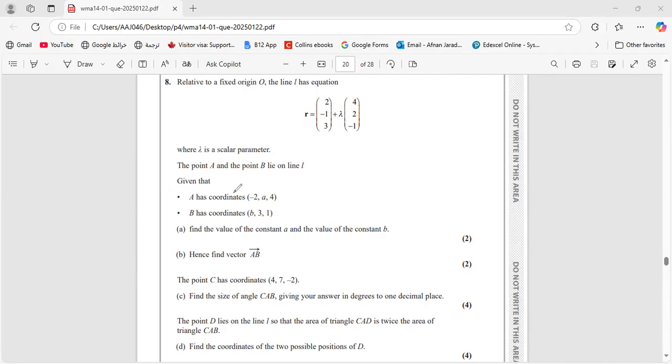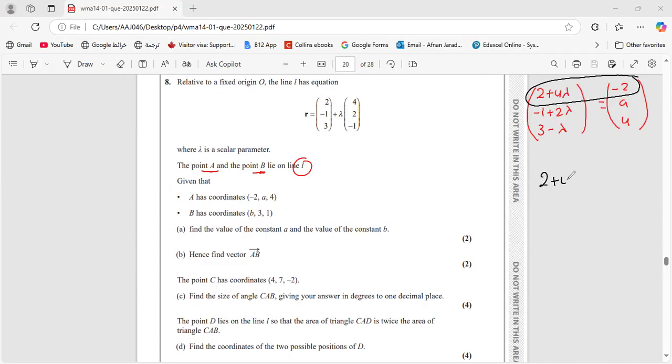Given that A has coordinates negative 2, a, 4 and B has coordinates this one, find the values of the constants a and b. So look here. A and B lie on line L, and I need only to find lambda. So 2 plus 4 lambda, negative 1 plus 2 lambda, 3 minus lambda must equal point A, which is negative 2, a, 4. I need lambda to find a. Look at this equation. It's a full equation, you can find lambda from this one.